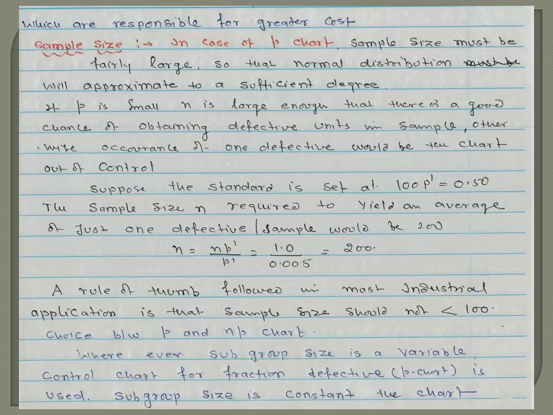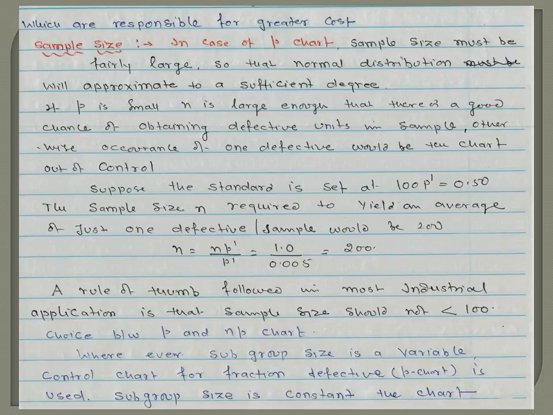We take the example of sample size. How can we decide the sample size in a P chart? In the case of a P chart, the sample size must be fairly large, because in the P and NP charts, either we have conforming or non-conforming products, so the normal distribution will approximate to a sufficient degree. If P is small, N must be large enough that there is a good chance of obtaining defective units in a sample. Otherwise, the occurrence of one defective would put the chart out of control.